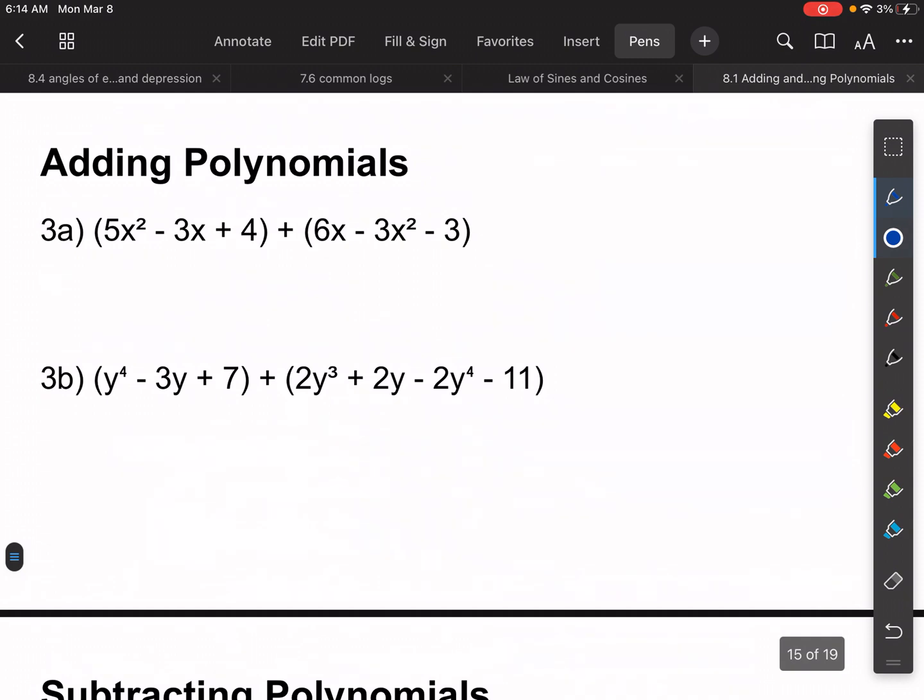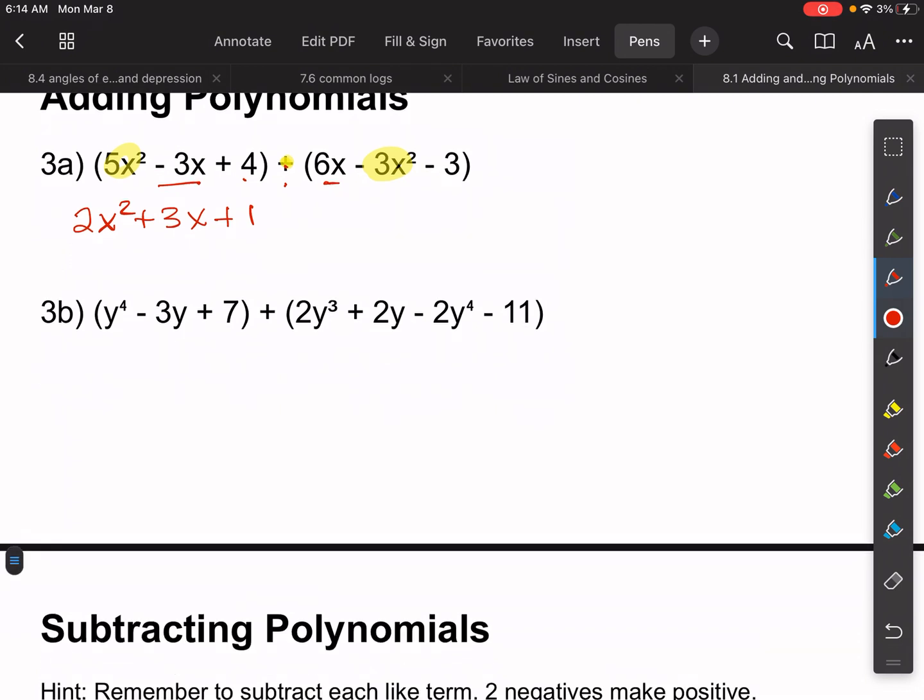Let's add these two together. Okay, I'm going to do this one with you. You're going to do 3b on your own. Here we go. This one we have 5x squared minus 3x squared with a plus sign in between. So this becomes 5 plus negative 3, which is just 5 minus 3, which is 2x squared. Then I have negative 3x plus 6x, which would be plus 3x. And then I have 4 plus negative 3, which is just plus 1.